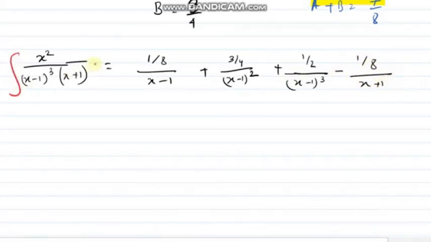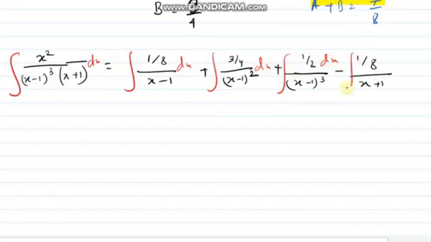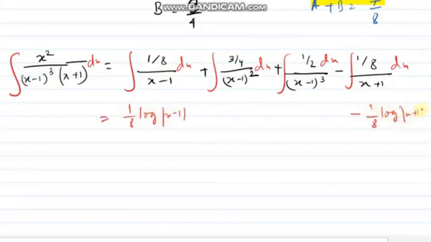Now I have to integrate all the terms. Some terms are easy, some are easier, some are easiest. So for this it will be 1 divided by 8 log of mod (x minus 1). This is another one, minus 1 divided by 8 log of mod (x plus 1). Do you agree? Another thing you will remember: integration of dx by x is log of mod x, and integration of dx by (x plus 1) is log of mod (x plus 1). If my variable is not getting disturbed by any power or plus or minus, the answer will remain the same.